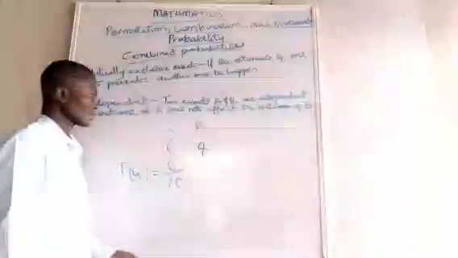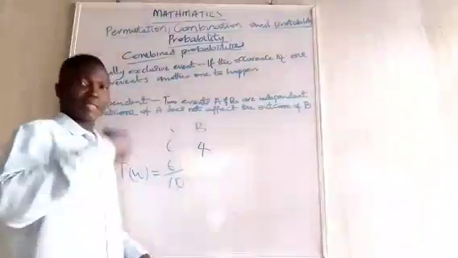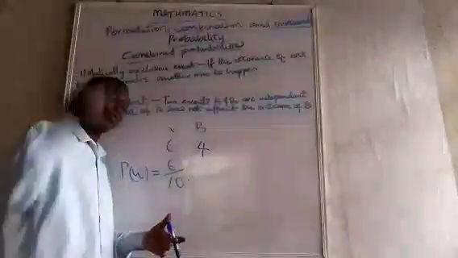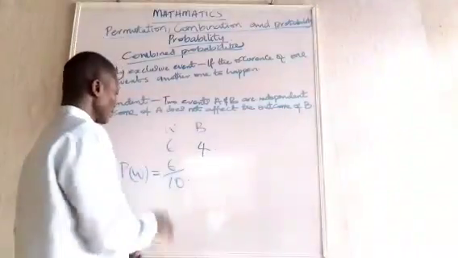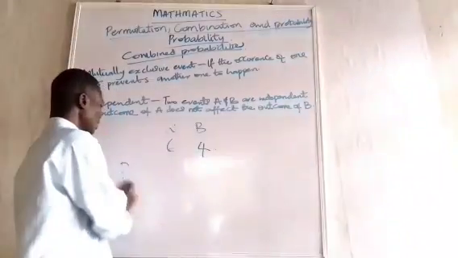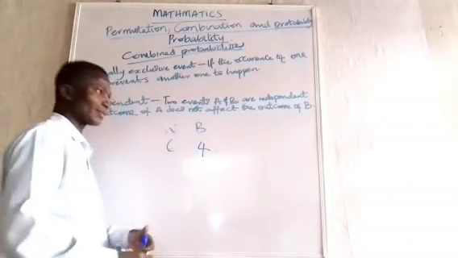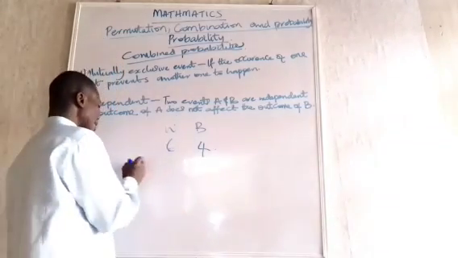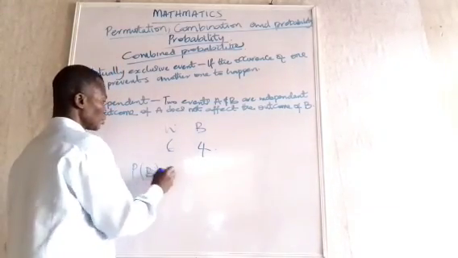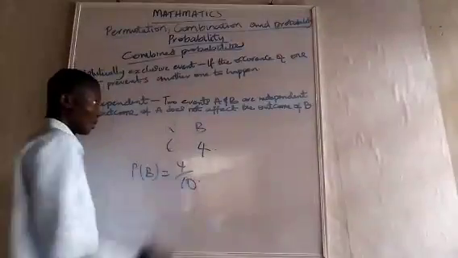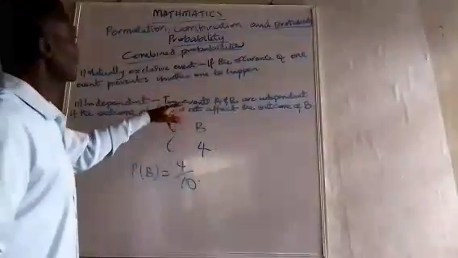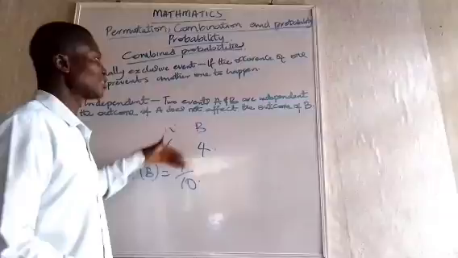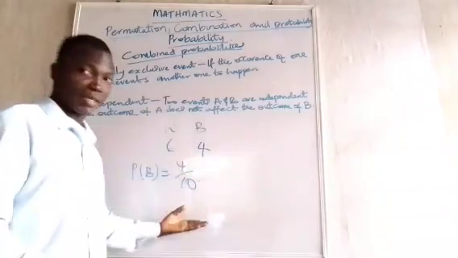Now, I want to pick another ball, but I returned the first ball back into the bag. The probability of having black now will be equal to 4/10. Get it now? The events of what I did the first time did not affect the probability of the second time. Why?